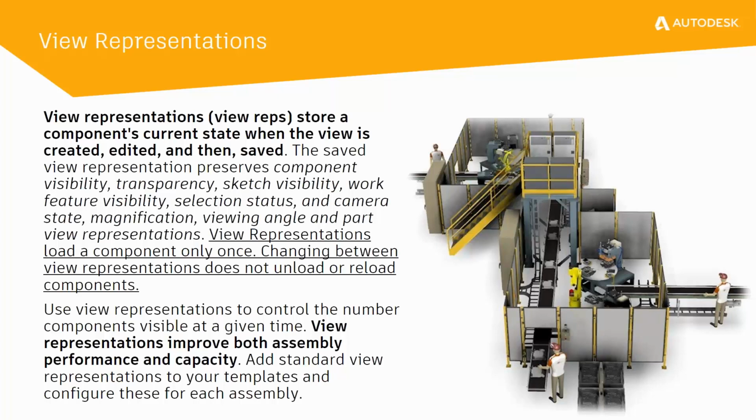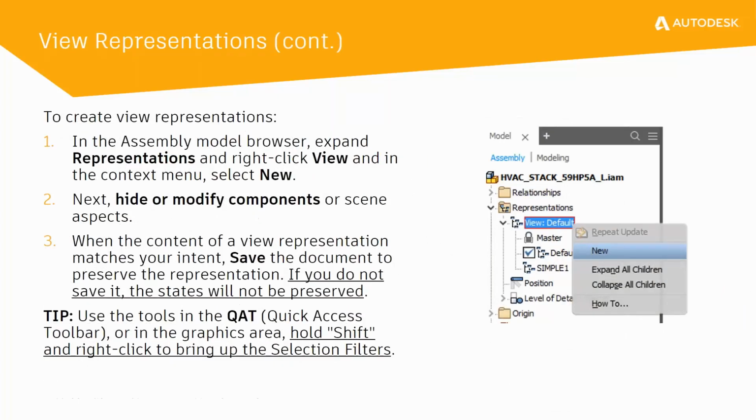What this means is that if you open a large assembly with a specific view representation, it's only going to load the components that are required to show that view representation. Recognize, however, that when you change from one view rep to another, it might add some parts and remove others, but the components being removed aren't necessarily removed from system memory. The good thing is that view reps improve both assembly performance and your capacity to open and work with large assemblies.